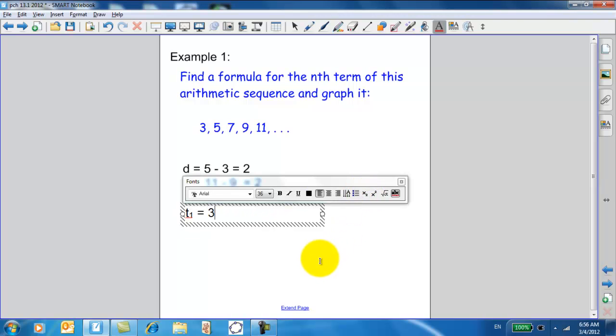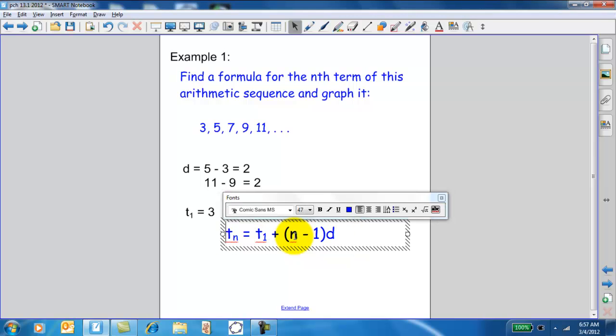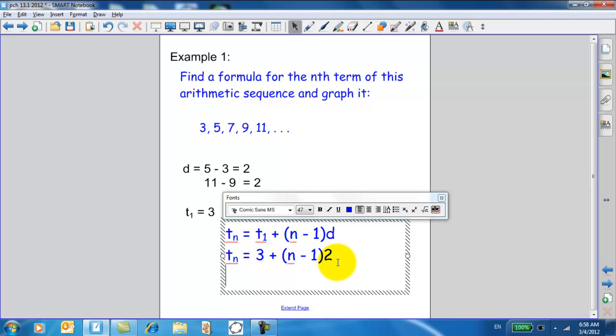Okay, here's our formula for the nth term of an arithmetic sequence. And so we have all the constants we need. T sub n equals T sub 1, which we said was 3, plus n minus 1 times the common difference, which we said was 2. Now normally I don't want you to leave it like this. I want you to go ahead and distribute. So you have T sub n equals 3 plus 2n minus 2.